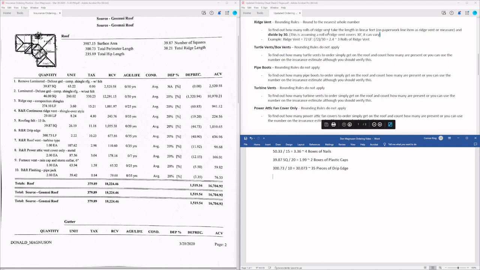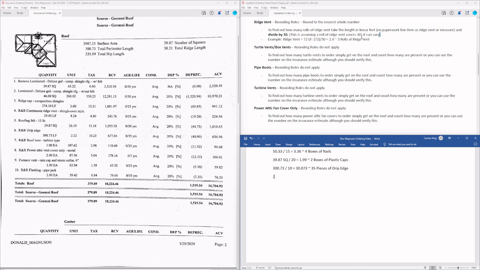It says to find out how many rolls of ridge vent, take the length in linear feet, either on the paperwork or as measured, and divide by 30. So this, once again, is using the assumption that each roll of ridge vent covers 30 feet. Now, there's some rolls of ridge vent that cover 20 feet, some rolls that cover 25 feet. So once you get to an area, just like I mentioned with ridge cap, you're going to want to get a hold of the production manager or a senior project manager to find out the type of ridge vent that we're typically getting and the coverage that it will have.